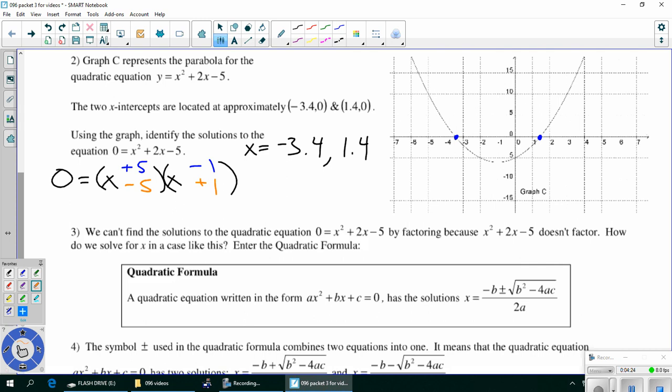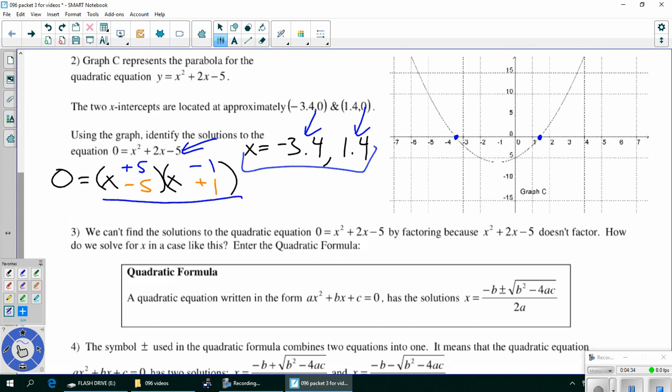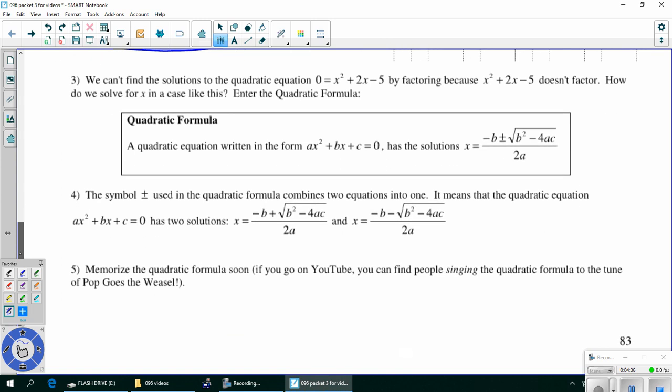And so this one doesn't factor, but still there are answers, right? The equation has two answers, roughly negative 3.4 and 1.4. So how do we get those two answers if we can't factor? Well, we need a new tool, and that new tool is called the quadratic formula.